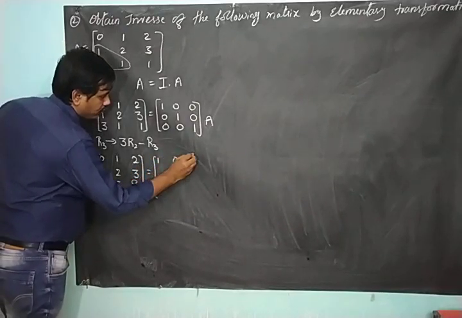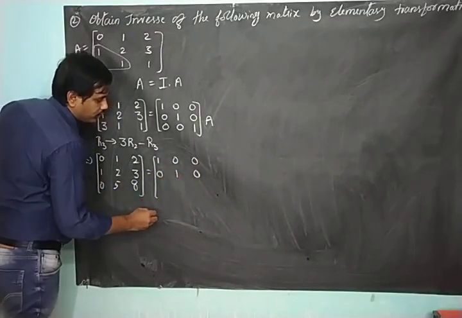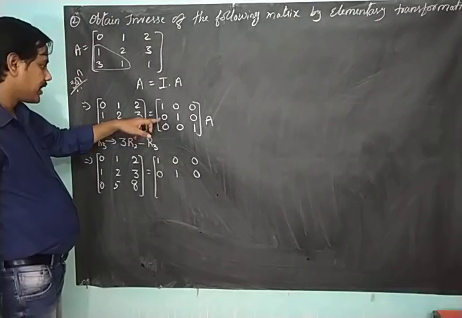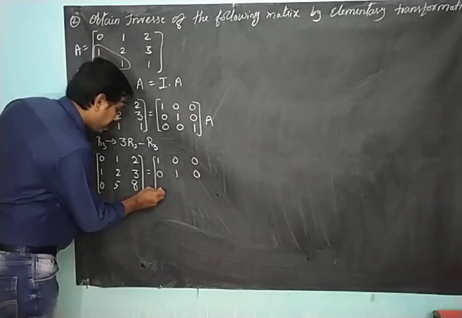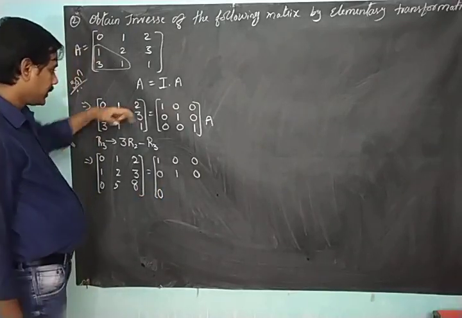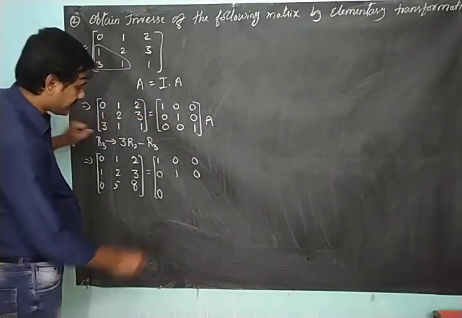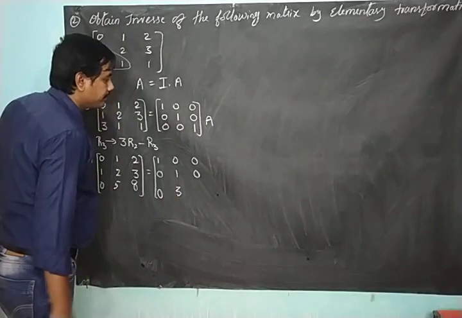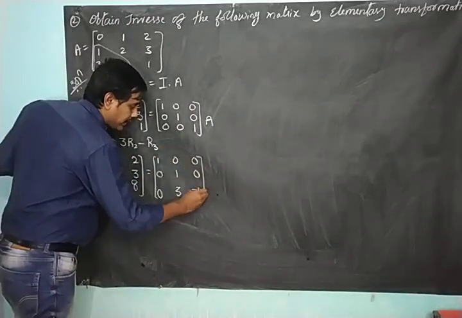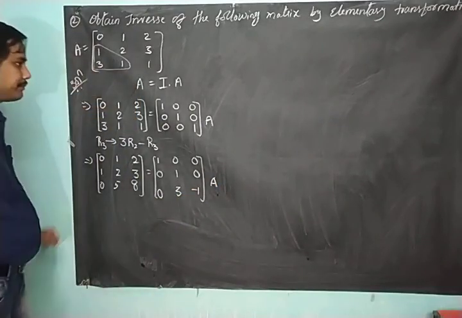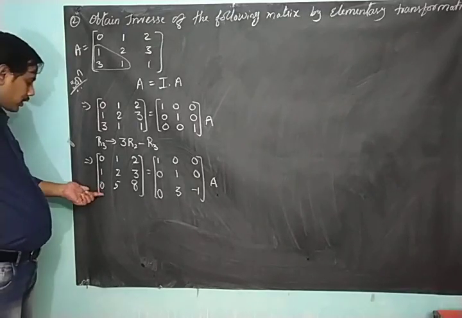1, 0, 0, 0, 1, 0. And here this will change according to this formula. 3R2 is what? 3 into 0, 0 minus 0 remains as 0. Okay. 3 into 1 is 3. Right? 3 into R2, that is 3 into 1 is 3 minus 0. 3. 3 into 0 is 0 minus 1 is minus 1 and A as it is. Okay. So now what happens here? We got this as 0.